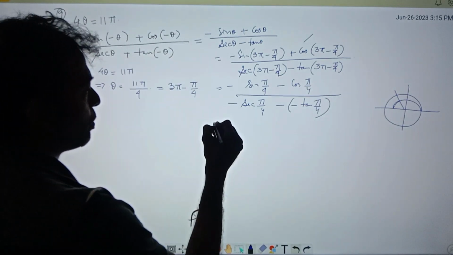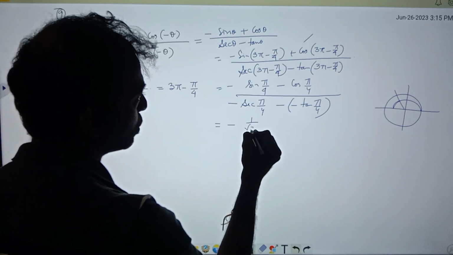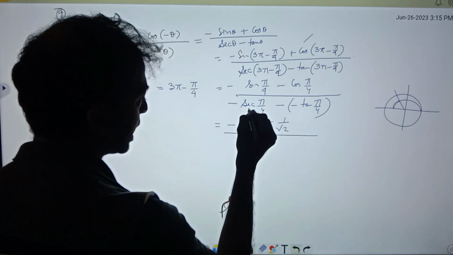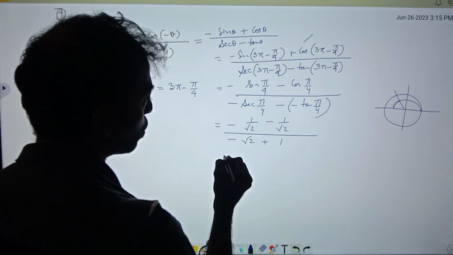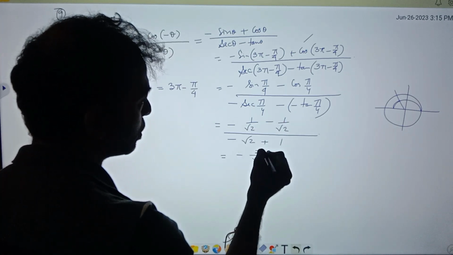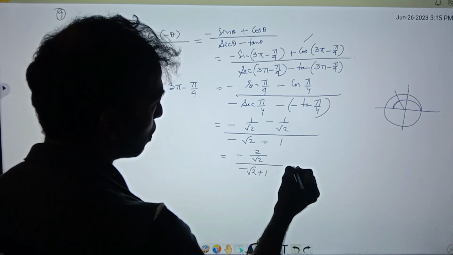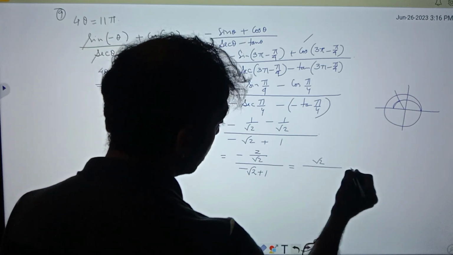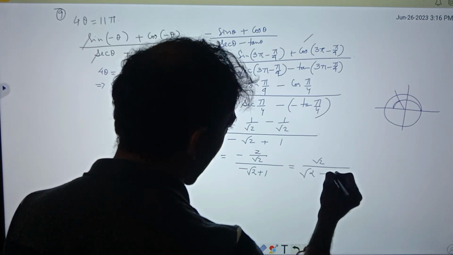Okay, now what will be the result here? Sin pi by 4 means sine 45 degree, and that will be 1 by root 2. Cos pi by 4 is also 1 by root 2 here, and sec pi by 4 is root 2, and tan pi by 4 is 1. So the total result will be minus 2 divided by root 2, because 1 by root 2 plus 1 by root 2 makes it 2 by root 2, and here that will be minus root 2 plus 1. So after cancelling the minus, we're getting root 2 divided by root 2 minus 1. Root 2 minus 1. So that's our actual result.